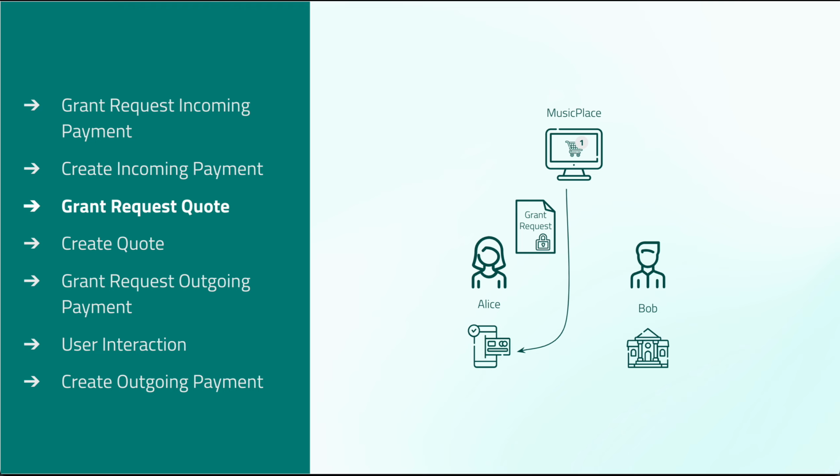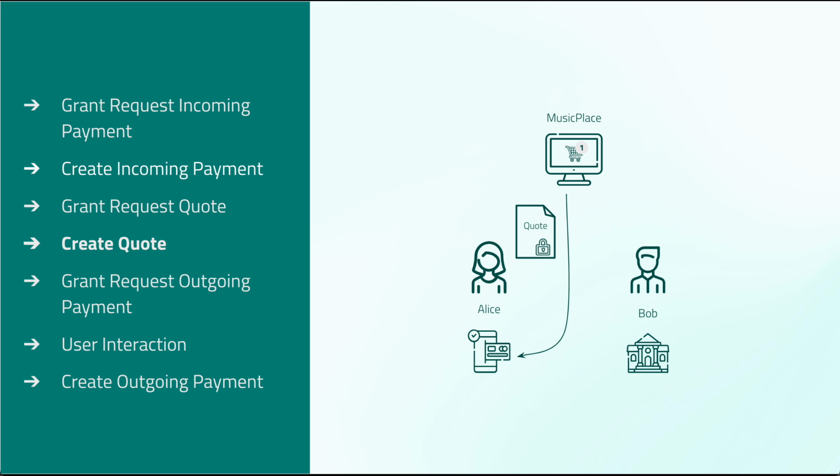Now, going towards Alice and her wallet address, Music Place will request a grant to create a quote on Alice's account. All these requests happen every time, though maybe Alice has shopped before, so Music Place may already have the grant, but I'm explaining the full process. So Music Place would make a request on Alice's server to be able to create quotes.